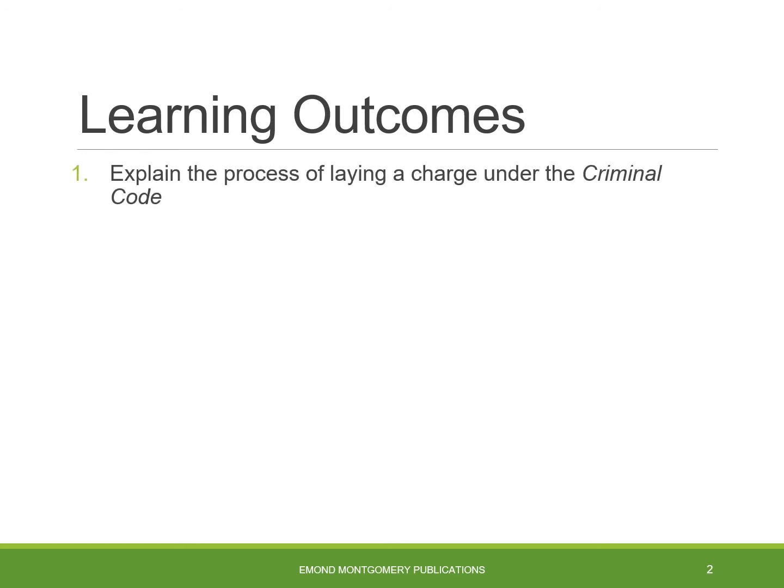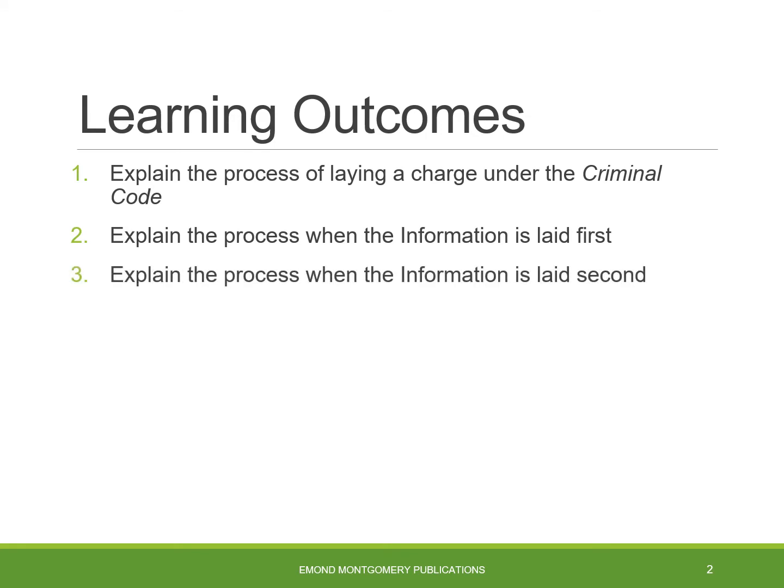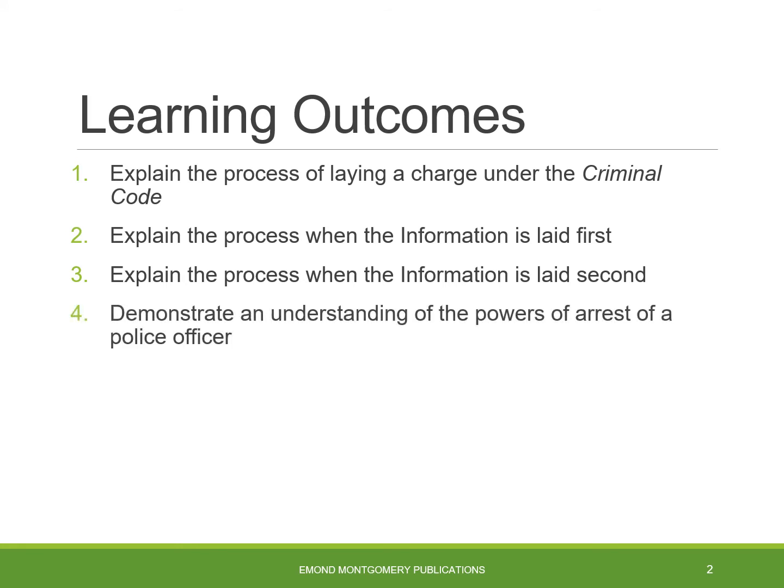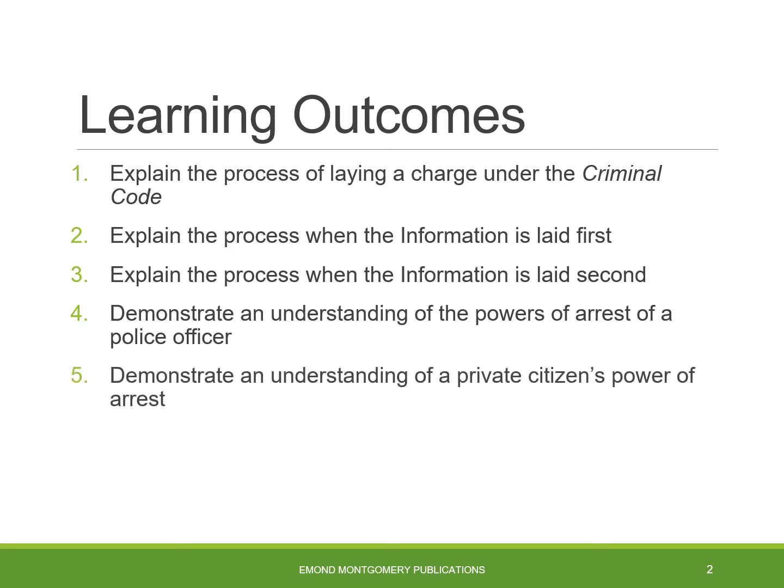There are 5. After going through this chapter, you should be able to explain the process of laying a charge under the Criminal Code, and explain the process where information is laid first, and the process where information is laid second. Also, you should be able to demonstrate an understanding of the powers of arrest of a police officer, and finally, demonstrate an understanding of a private citizen's power of arrest.